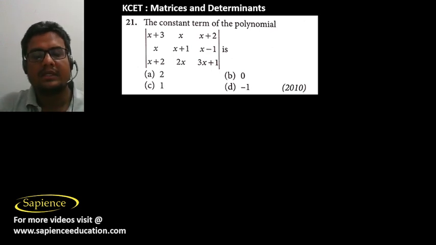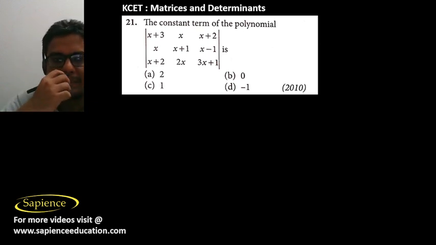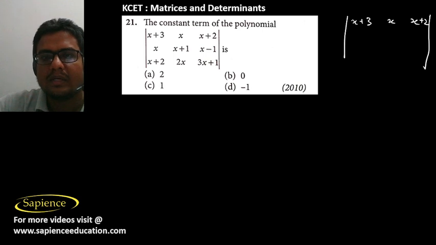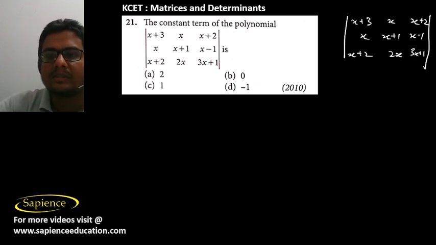Then in the next question, number 21, the constant term of the polynomial is, okay. So we have to find the constant term in the polynomial, which is expressed as the determinant of x plus 3, x plus 2, x plus 1, x minus 1, x plus 2, 2x, 3x plus 1. So if we have to expand this determinant, so we have to expand this determinant.